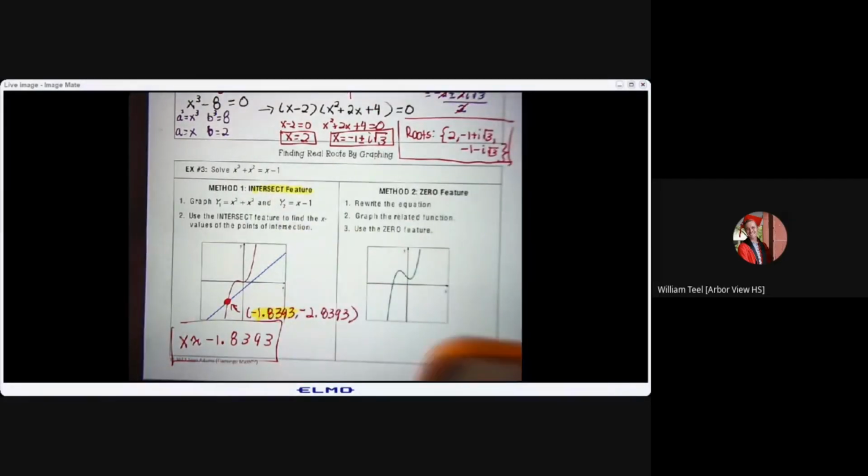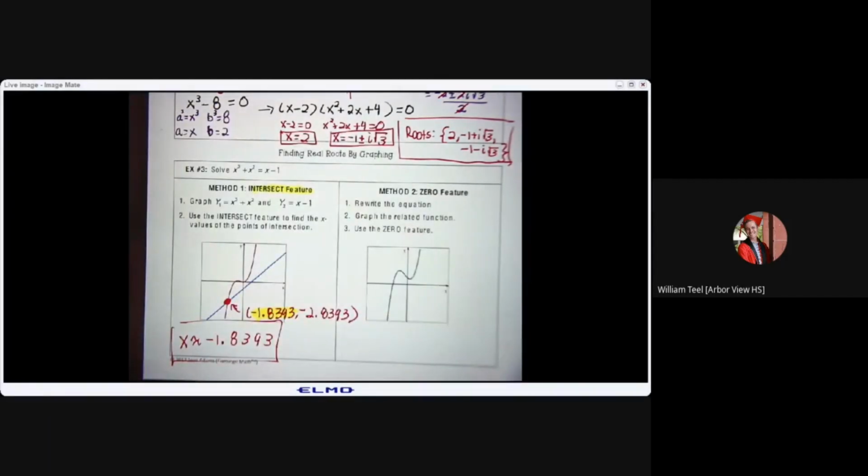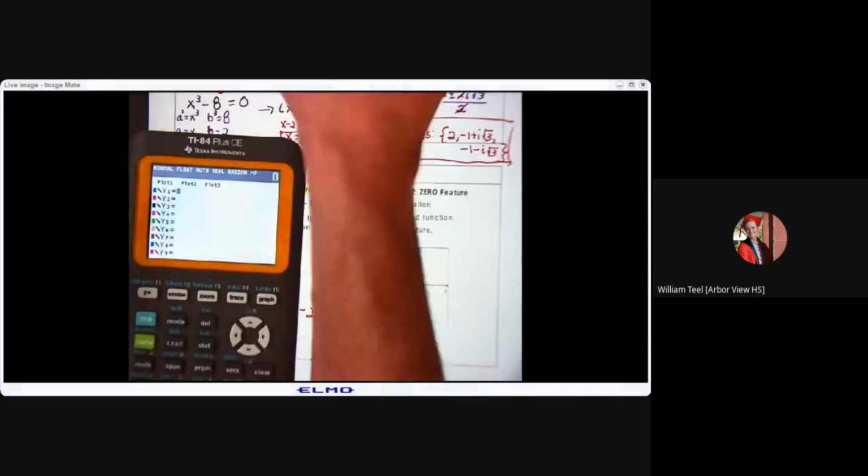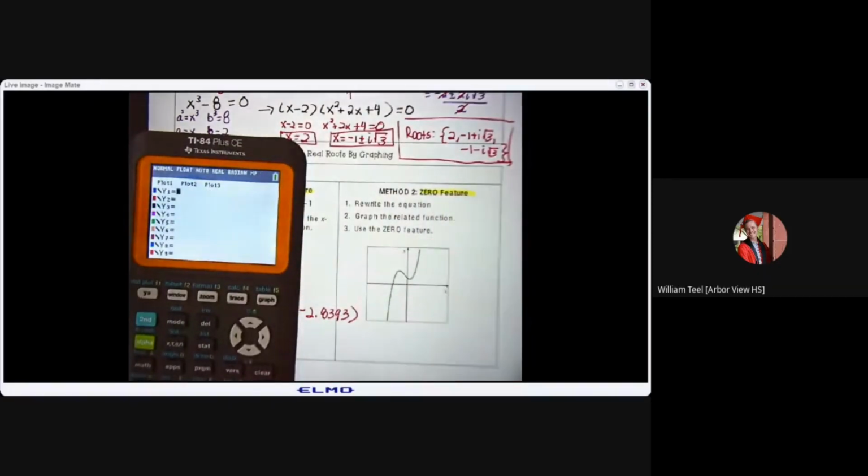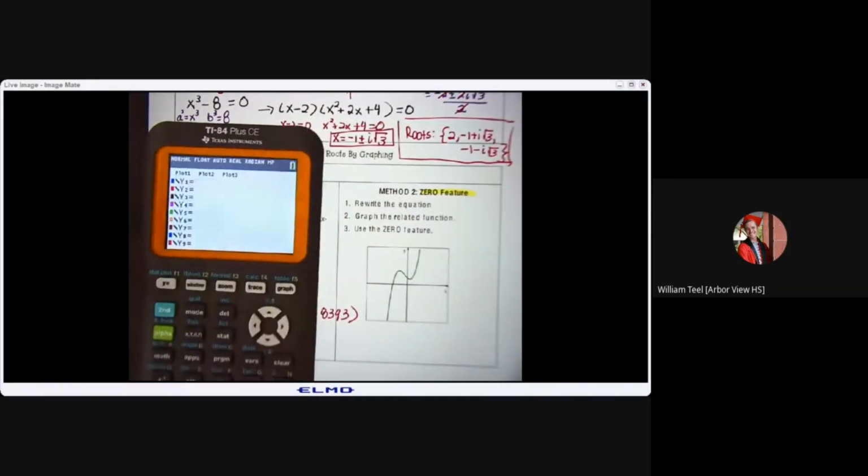All right, now the second method is going to be the zero feature. So this is just another method for finding the same exact thing. I'm going to clear everything off of my calculator real quick and show you how to do the next method. So another method that we can use is the zero feature.